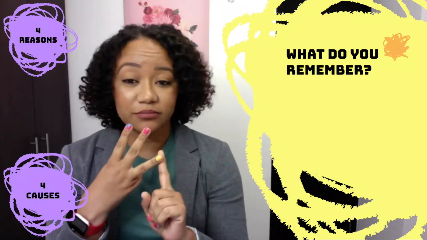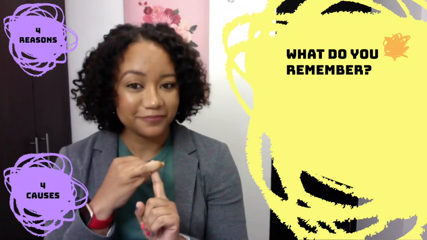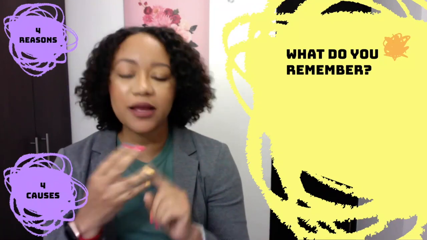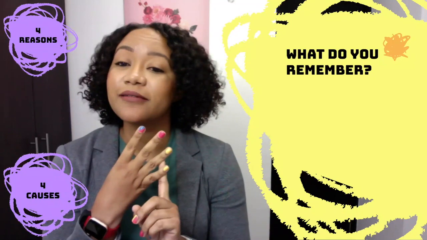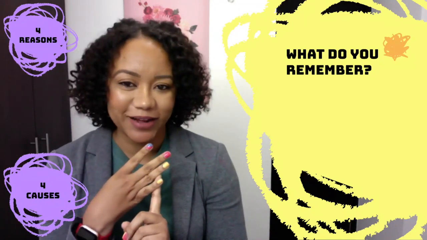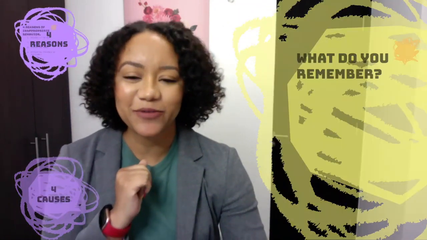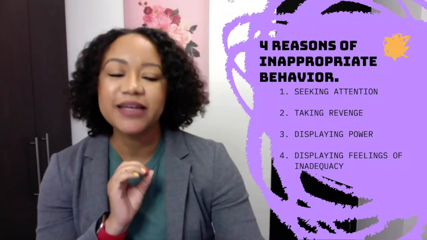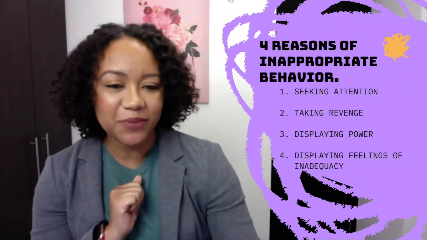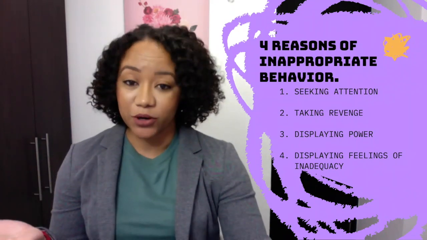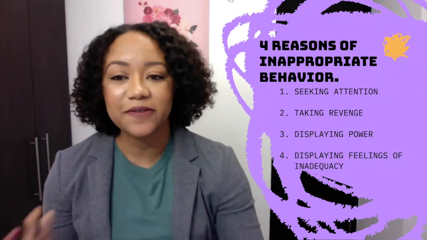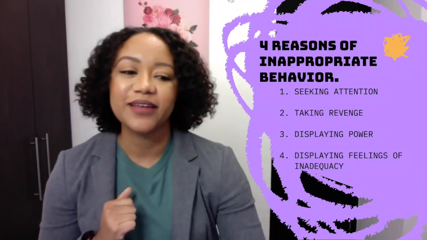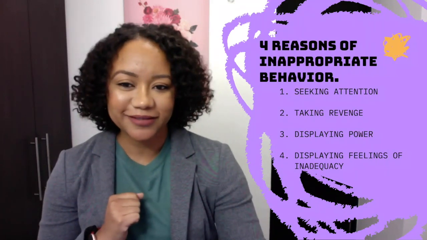And the third one? Okay, maybe. And the fourth one? I'm sure you got at least 2 or 3 correct. Let's see how you did. So now I will show you the answer. So we have seeking attention was the first one, taking revenge, maybe you remembered that one, displaying power, and then the last one was displaying feelings of inadequacy. How did you do? Did you get all 4? Yes, I'm sure you did.